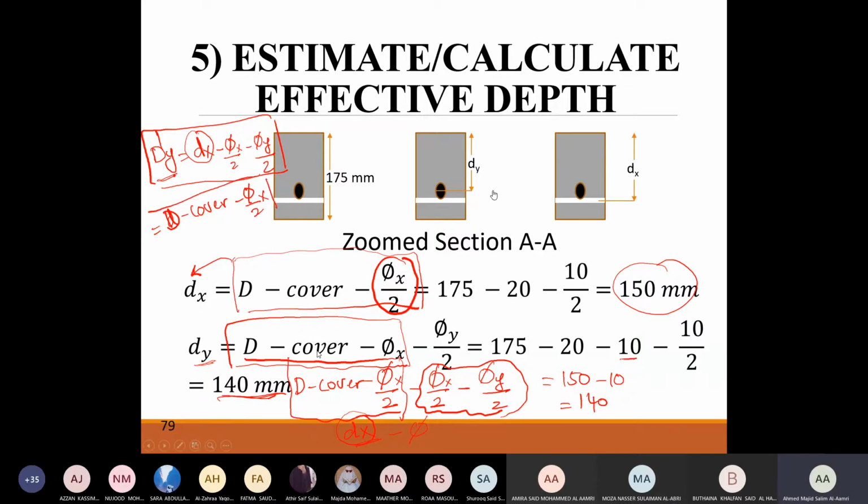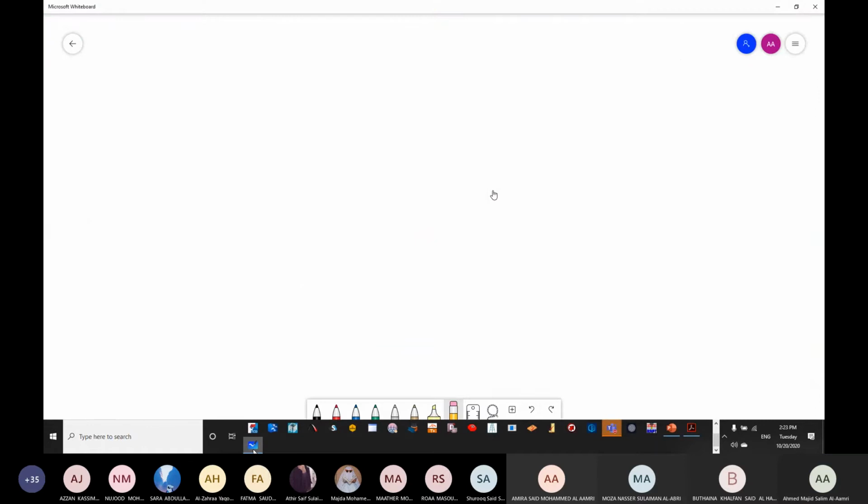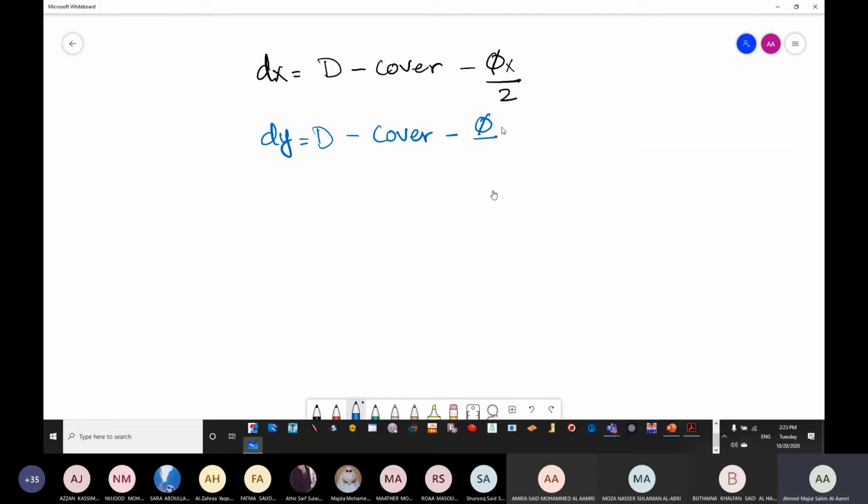Let me open it for you, otherwise it's going to be too much. So we have dx. We have dx equal to D minus cover minus diameter of x over 2. And I can say that dy is equal to D minus cover minus diameter of x over 2. This is whatever we refer to as dx, minus the other half, minus half of the bar of y.